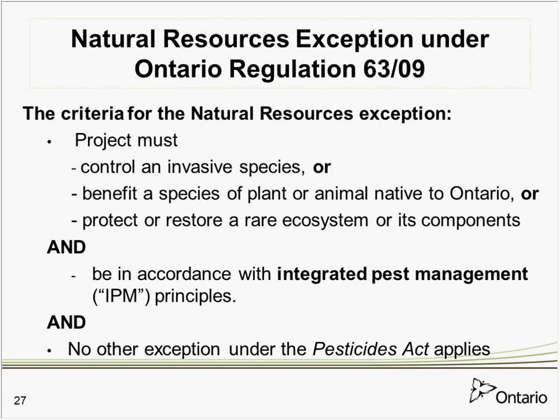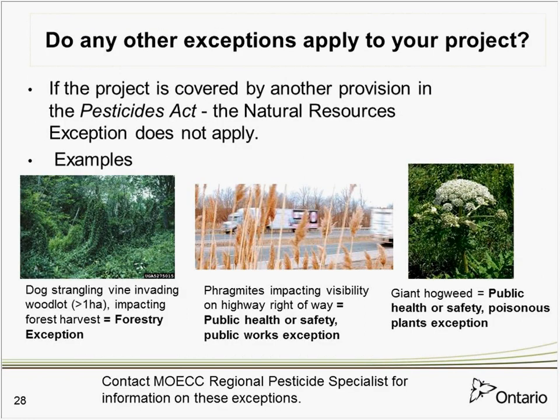So for the natural resources exception, the project must control an invasive species, or it must benefit a species of plant or animal native to Ontario, or protect or restore a rare ecosystem or its components. And the project must also be in accordance with integrated pest management principles. And this is important. Another exception under the Pesticide Act should not apply. So I'm going to give you a couple of examples of what that last statement means.